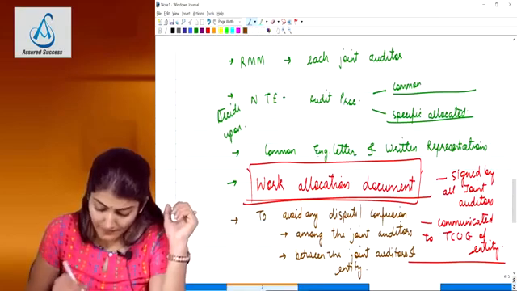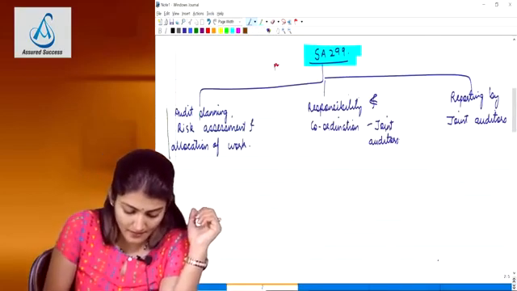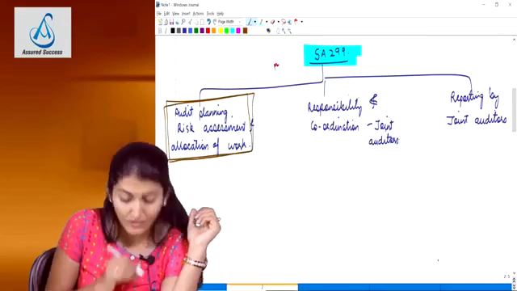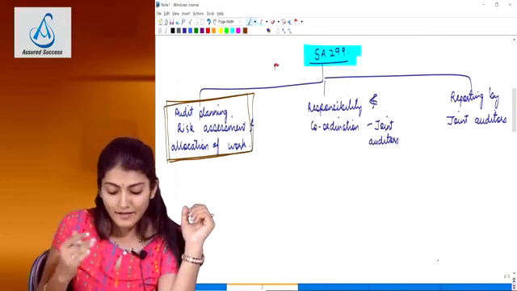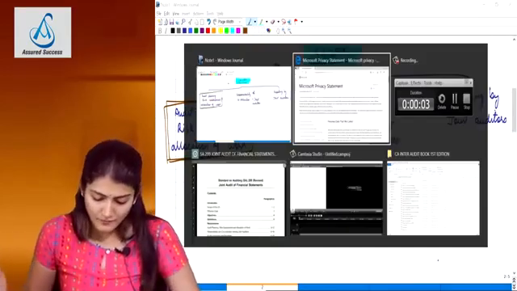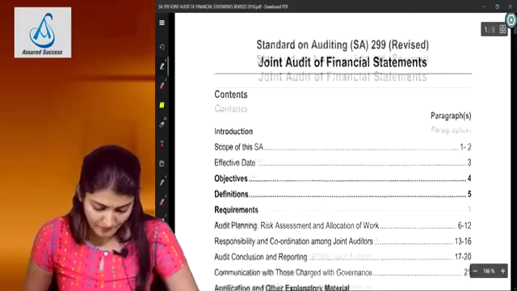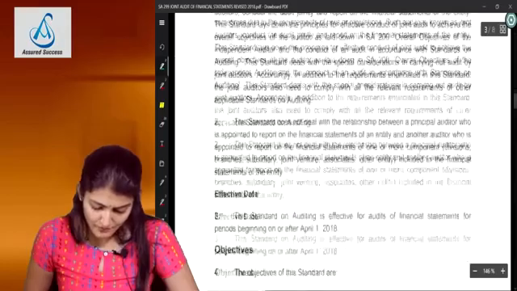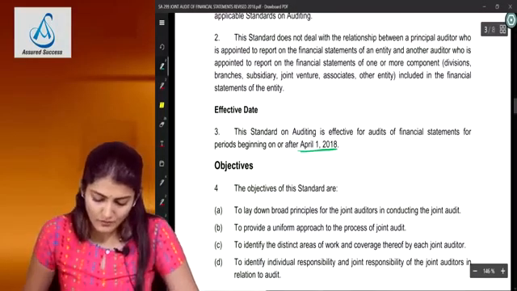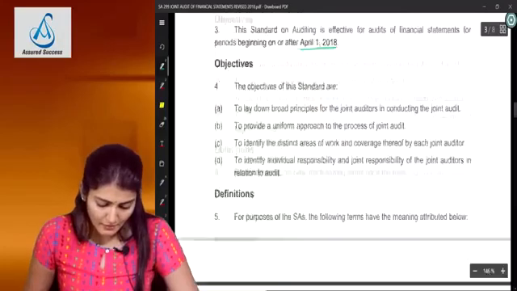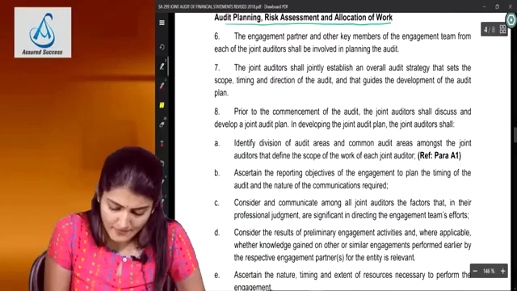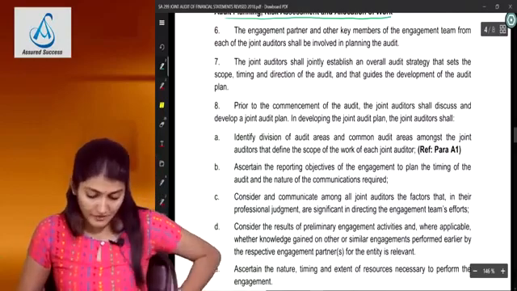Right, so that completes the first part of the standard, which is regarding the audit planning, risk assessment and allocation of work. है ना, the audit planning, risk assessment and the allocation of the work. Right, if you come to the text of the standard, है ना, it says it is applicable with effect from 1st April 2018. Right, and then you will find over there the points regarding the audit planning, risk assessment and allocation of work.